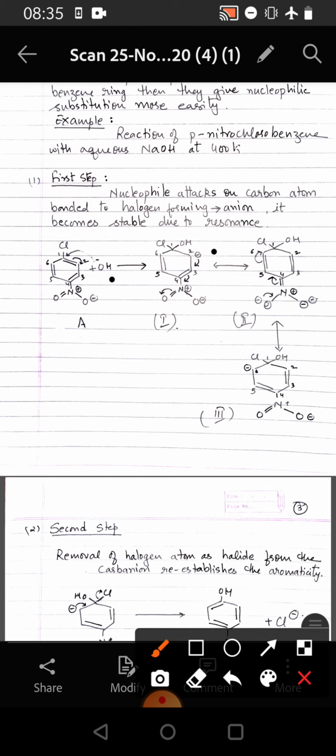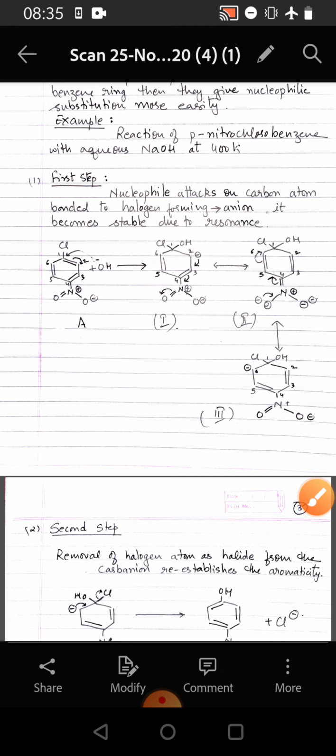Then by resonance effect we get three structures in which the negative charge moves from the second position to the oxygen of the nitro group, and from the oxygen of the nitro group to the sixth position carbon atom of the benzene. In this way, the anion formed by the attack of the nucleophile is stabilized.